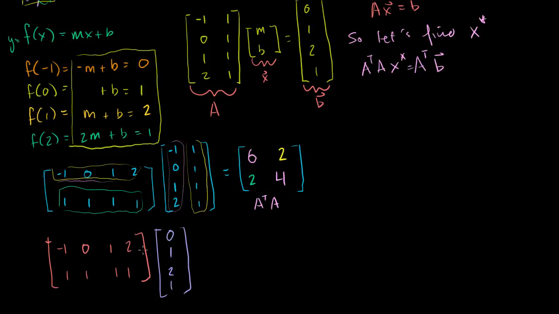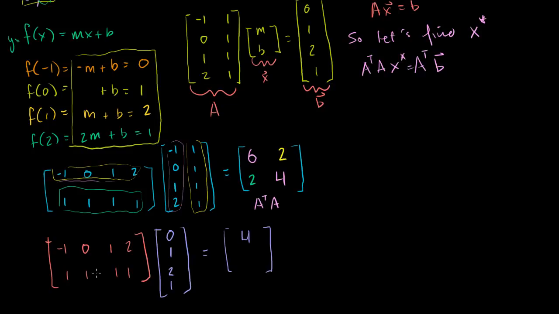We have a 2 by 4 times a 4 by 1. So we're just going to get a 2 by 1 matrix. So this is going to be equal to a 2 by 1 matrix. We have here, let's see, minus 1 times 0 is 0, plus 0 times 1 is still 0, plus 1 times 2, which is 2, plus 2 times 1, which is 4, right? This is 2 plus 2, so it's going to be 4 right there.